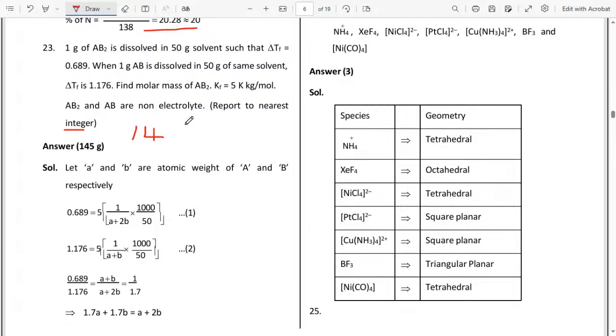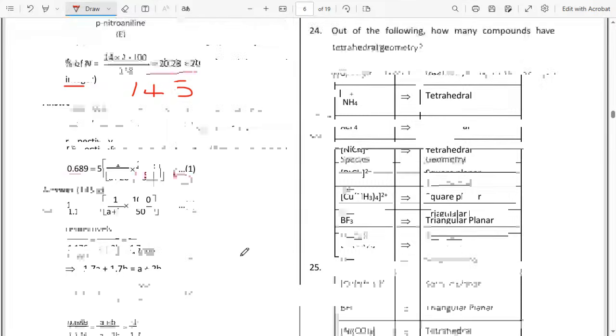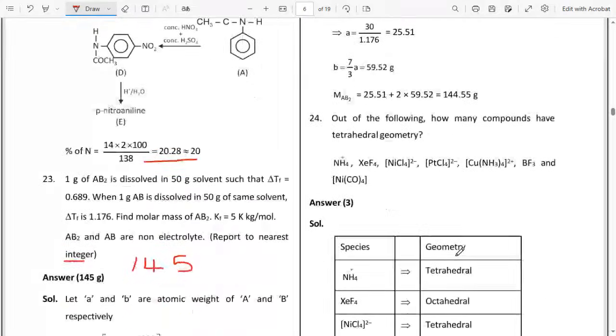So enter 145, where you will get this answer like this. Let A and B be the atomic weights of A and B respectively. Once you go through this equation and solution, you will get the answer as 145, right? So this is the calculation given here. Please go through the calculation step by step.